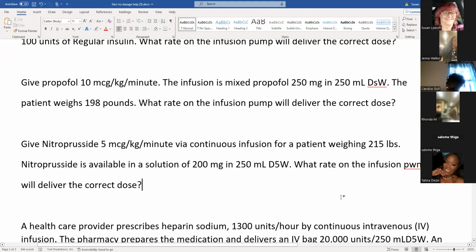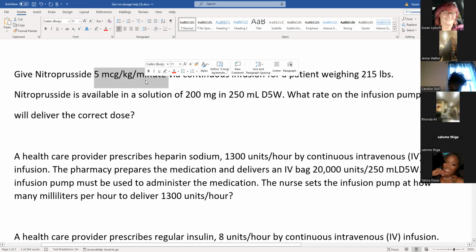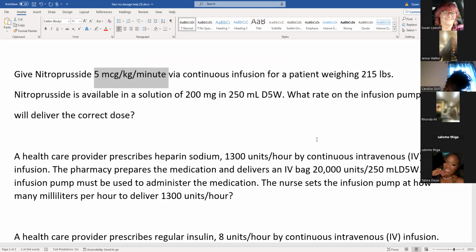Let's look at the next one. Next one is the same way. If I'm setting that infusion pump, I know that I'm setting it in mLs per hour, okay? I see what I have on hand here. And I see an ordered dose here. So this is telling me that this formula is what? Desired over have. Okay. So now all we have to do is we have what we have on hand. So we just have to calculate our desired dose.